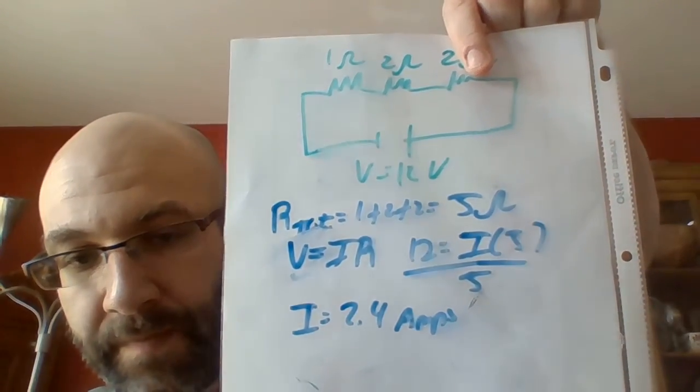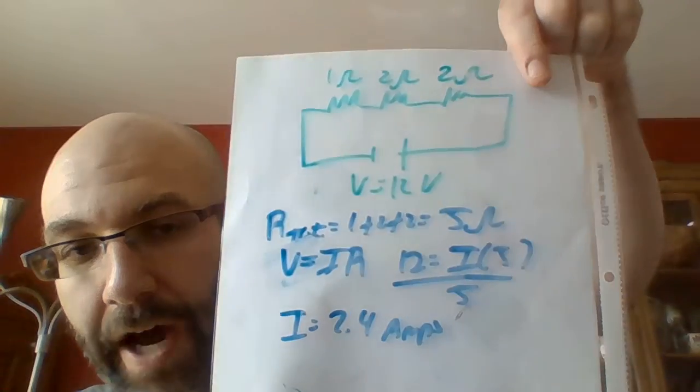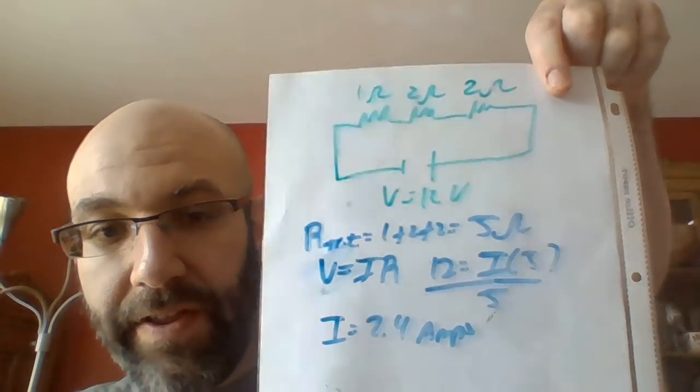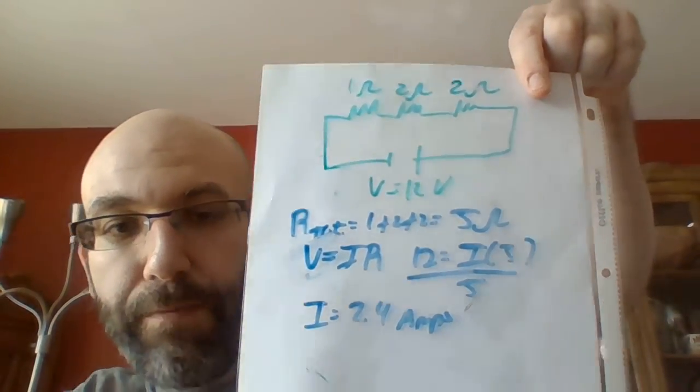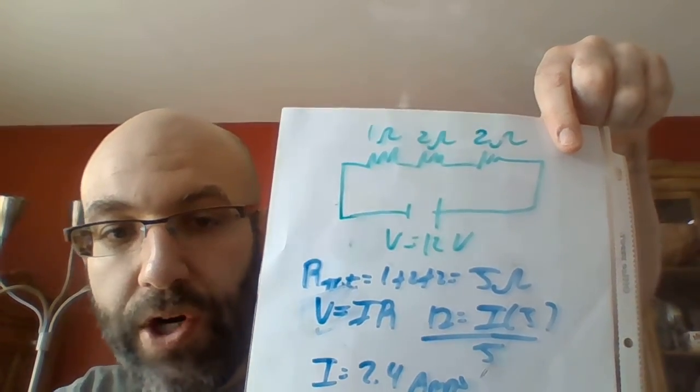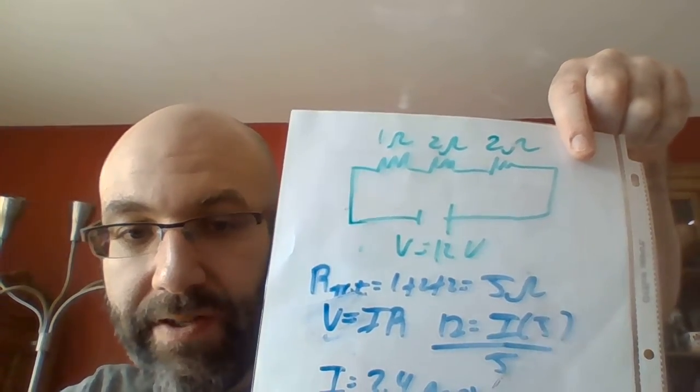We can use V equals IR, so 12 equals I times 5. If we divide both sides by 5, I is 2.4 amps. So that's the first part. I think the confusion is more in the question than the actual application of how you do this. The other part was, can you find the voltage across each individual resistor?